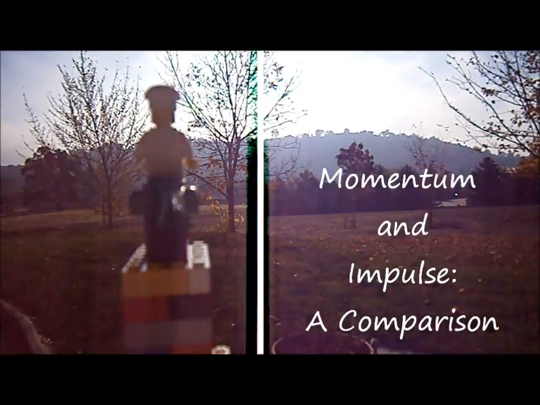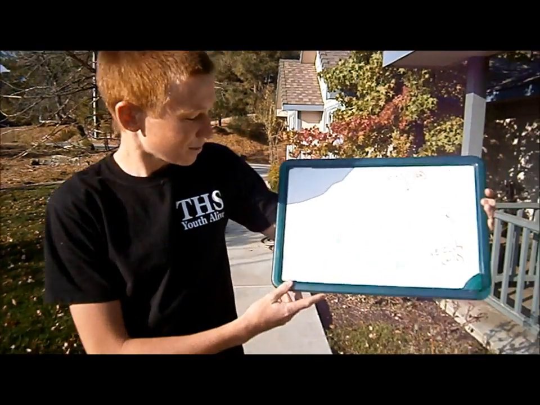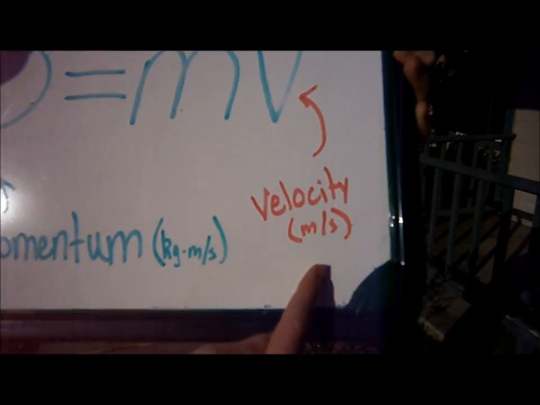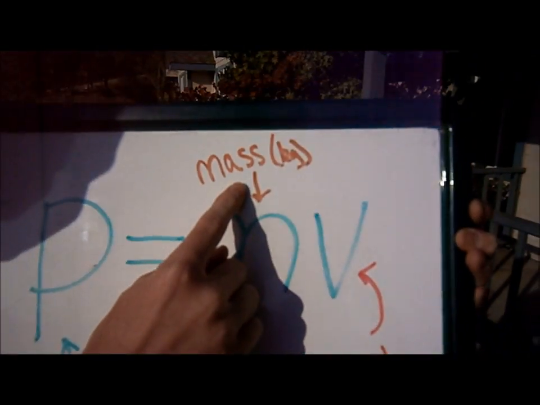Momentum and impulse, a comparison. This is the momentum equation, where momentum equals the mass times velocity, and velocity is in meters per second, and mass is in kilograms.